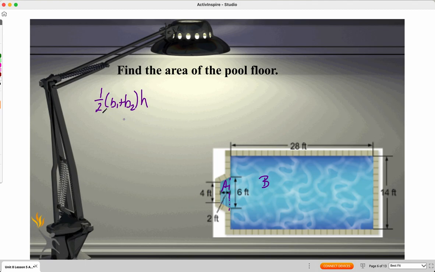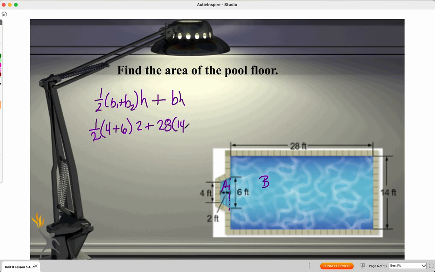And remember, bases are always the ones that are parallel to each other. So 1/2 of 4 plus 6 times the height of 2. All right, and then we're going to add in our base times height. So our base in this case is 28, and our height is 14.